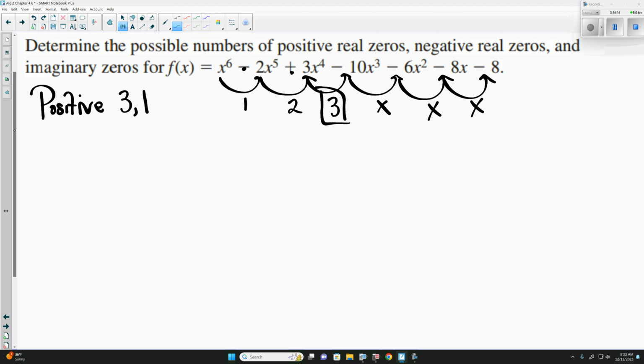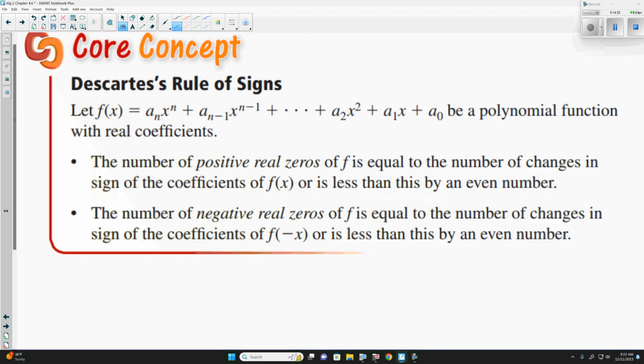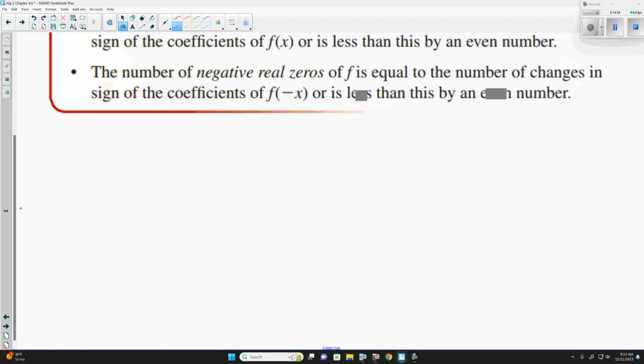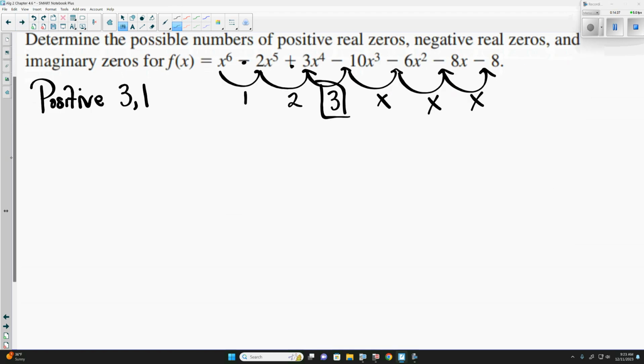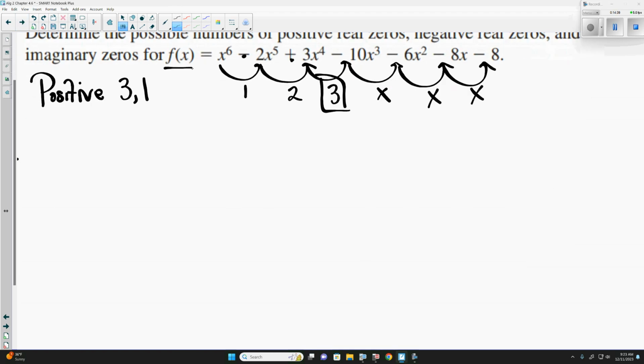Questions on this so far? So we found our number of options for positive real zeros. Okay, let's look back at the theorem. The number of negative real zeros is equal to the number of sign changes of the coefficients of f of negative x, or less than it by an even amount. F of negative x. Well, for positive, we were looking at f of x. We didn't have to do a thing to it.